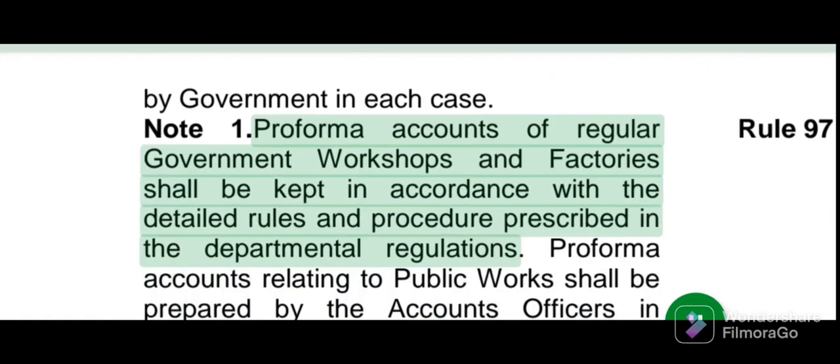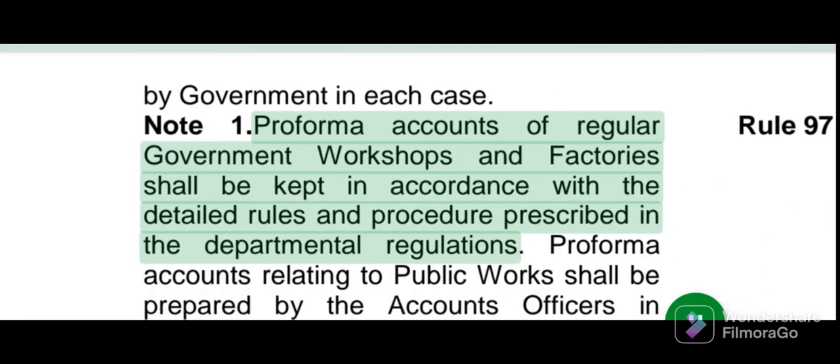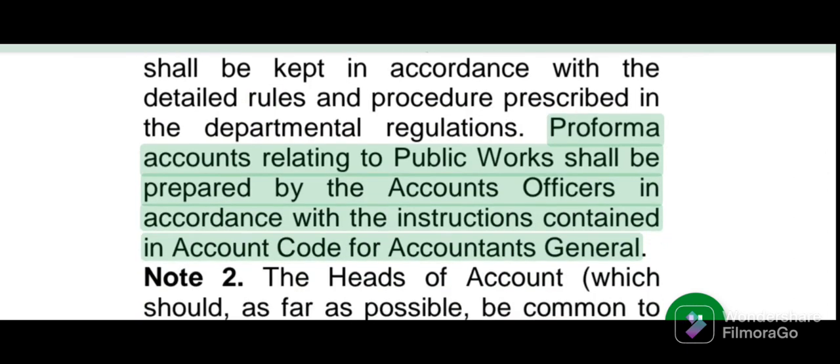Note 1. Pro forma accounts of regular government workshops and factories shall be kept in accordance with the detailed rules and procedure prescribed in the departmental regulations. Pro forma accounts relating to public works shall be prepared by the accounts officers in accordance with the instructions contained in Account Code for Accountants General.